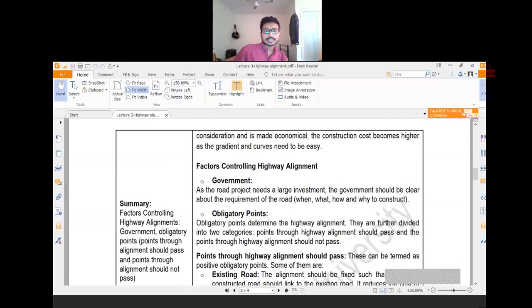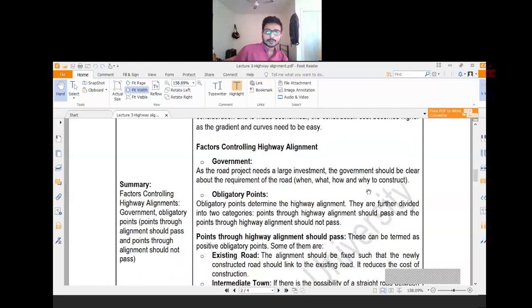Now, next thing is factors controlling highway alignment. This topic is very much important, and it comes up in different exams. The first one is government. Basically, government decides where the road will connect, where the road will be laid.